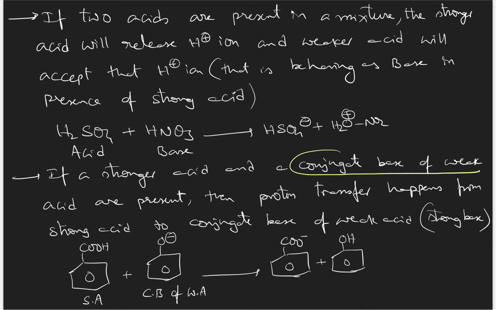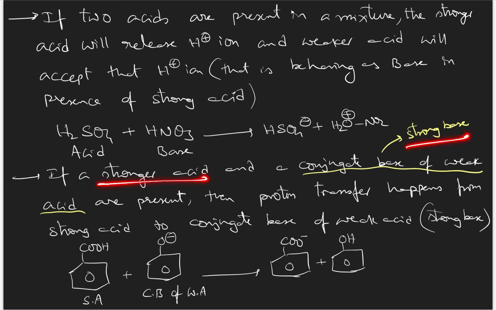Conjugate base of weaker acid, strong base. So there will ultimately be a reaction between a strong acid and a strong base, and a neutralization reaction will happen. That is, a proton transfer will happen here.